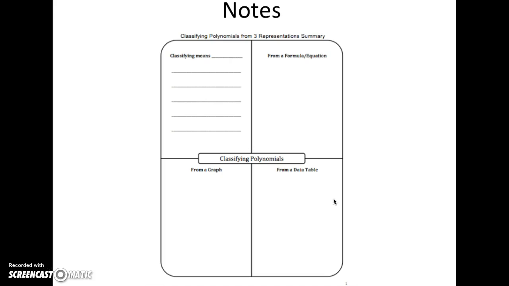With this video, you have the option of taking notes in your composition book, or you can use this note page which summarizes what we know about classifying polynomials. As you see, there are 4 boxes here. In the first box, you describe what classifying means, and then in the other boxes, you would list the steps and the examples that you would use to classify a polynomial from 3 different representations: the equation, graph, or data table. All right, let's begin.